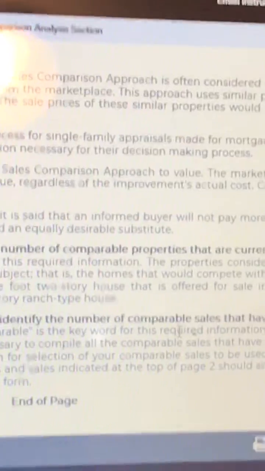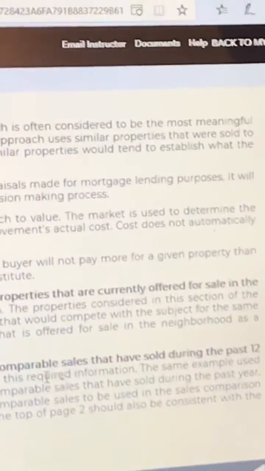Residential Report Writing and Case Studies, Chapter 4, the Uniform Residential Appraisal Report, page 27. URAR, page 2, Sales Comparison Analysis section, continued again.